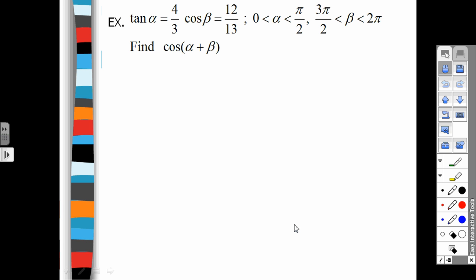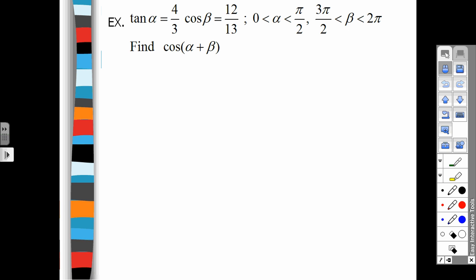These types of problems where they actually give you an equation like the tangent of alpha is equal to 4 over 3 and the cosine of beta is 12 over 13. They're not telling us what alpha and beta are, but they're giving us these ratios for us to work with. On top of that, they're also telling us exactly which quadrant alpha and beta are going to be in.